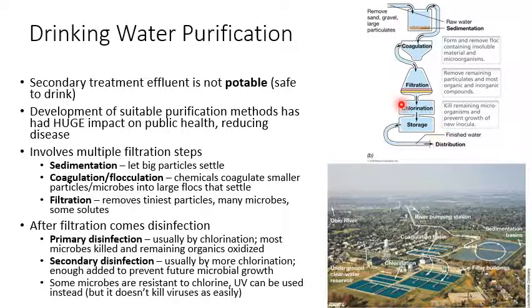Then you have disinfection. So you're going to have a chlorination tank where you are doing primary disinfection first to kill most everything that's in there, and then you would follow that up with secondary disinfection. Then you release that water, and that's considered potable. So you might store it and then distribute it.